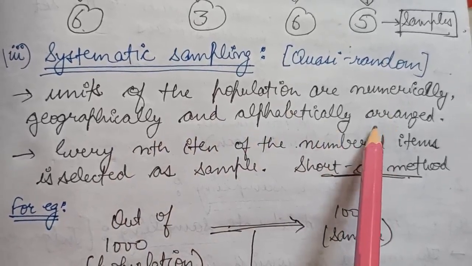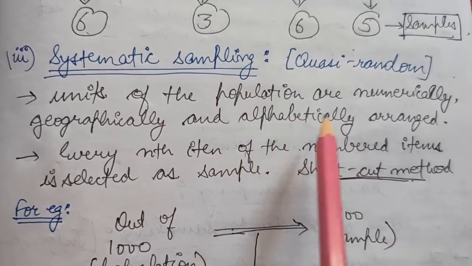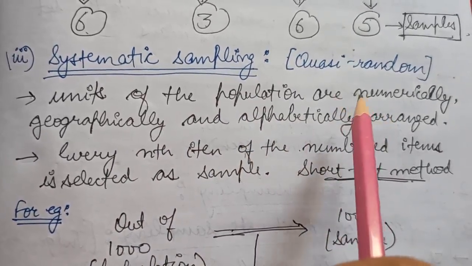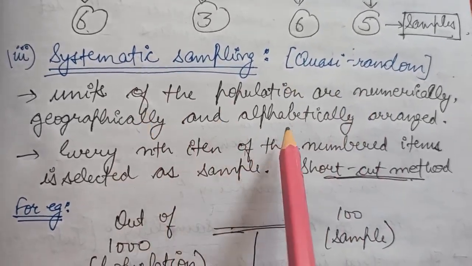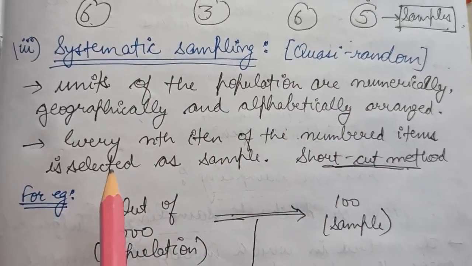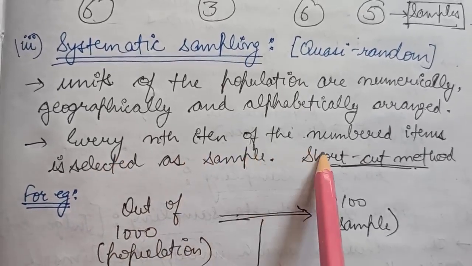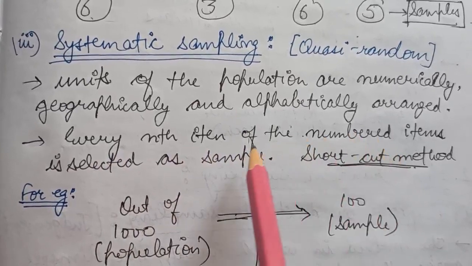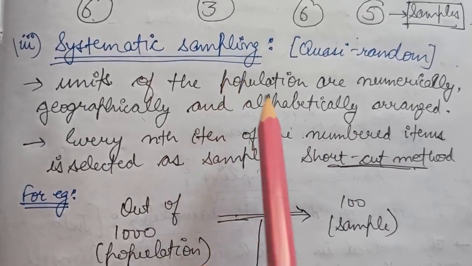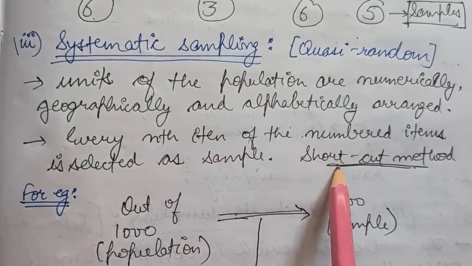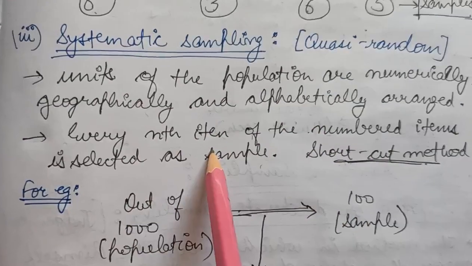So firstly, we will arrange the given population either on the basis of numbers, geographical areas or alphabetically. Then we will select every nth item of the numbered items as a sample. And systematic sampling is also known as the shortcut method. Now how it is a shortcut method and how the items are selected, you will come to know from the given example.